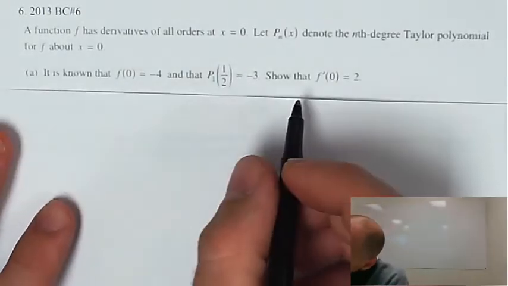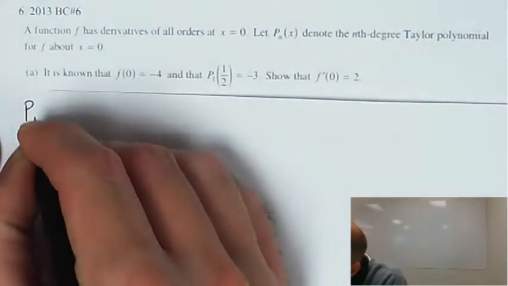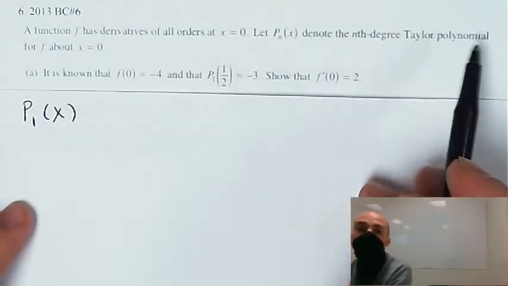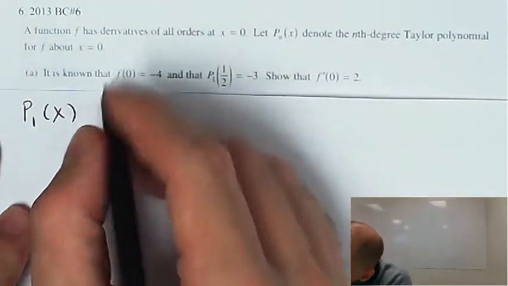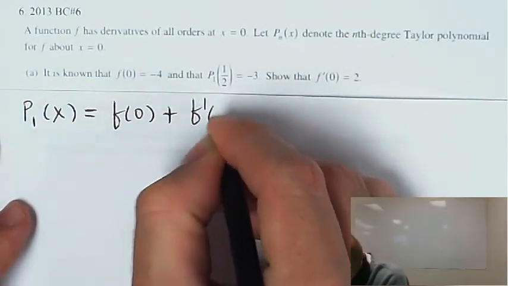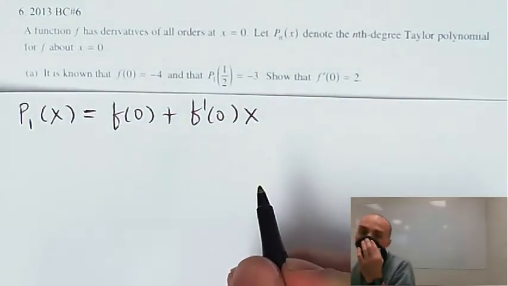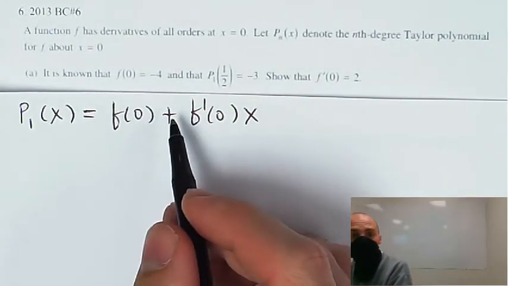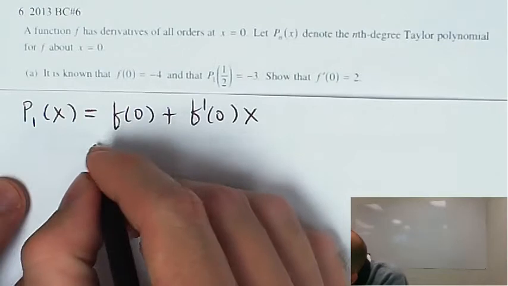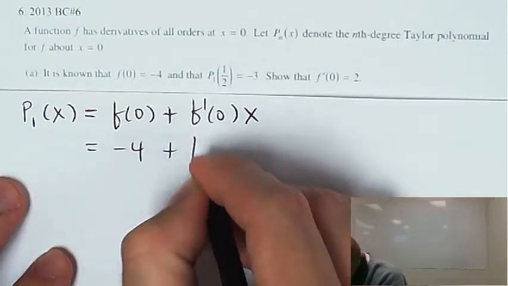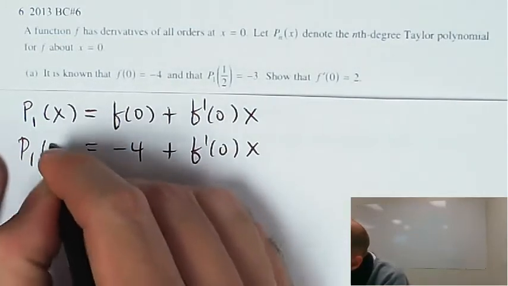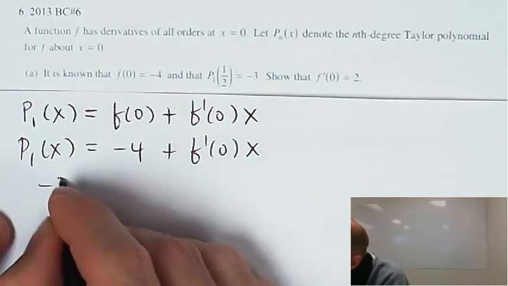Well, what's P1 of x, just in general? P1 is the first degree Maclaurin polynomial, or the first degree Taylor polynomial for f around x equals 0. So that's equal to f of 0 plus f prime of 0 times x. Divide by 1 factorial, but I'm not going to write that. Okay, so that's pretty nice, right? It's known that f of 0 is -4. And so that's P1 of x. And they say when I plug in 1/2, I get -3.